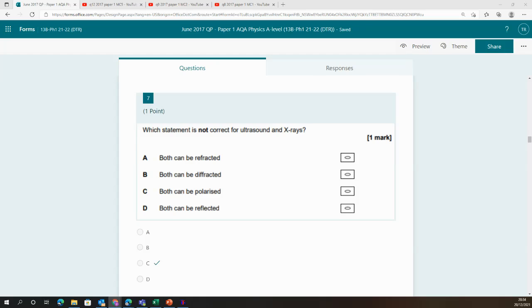So you're being tested on whether or not you know that ultrasound waves are longitudinal, you know that X-rays are transverse, and you know that longitudinal waves cannot be polarized, whereas transverse waves can.